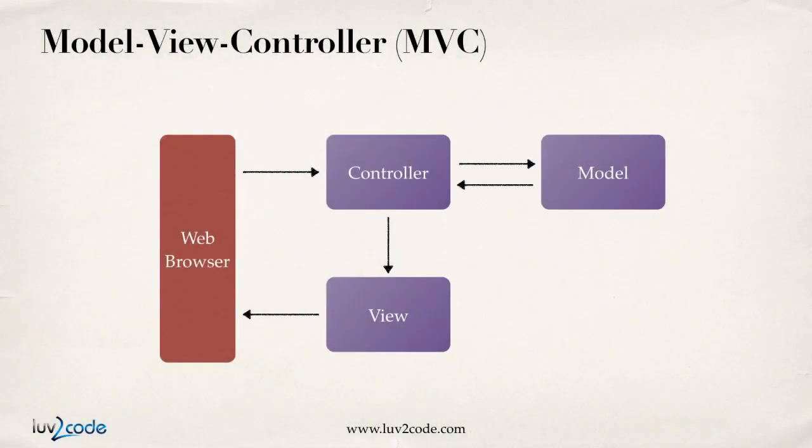So here's a nice diagram of the model view controller. With the model view controller, you basically take some key functionality of the application and break it up into smaller components. Here we have a web browser that the user will use. They'll hit a link or submit some form data. It'll come into the controller.